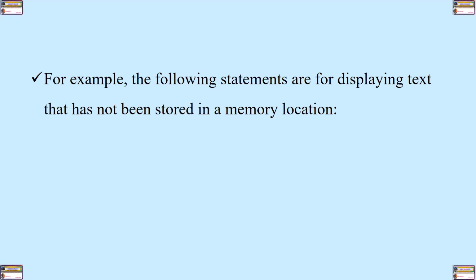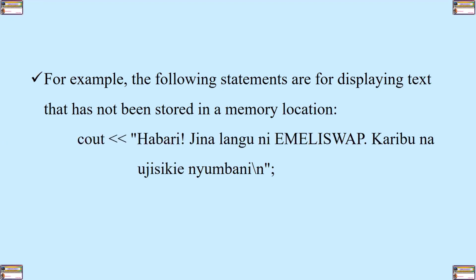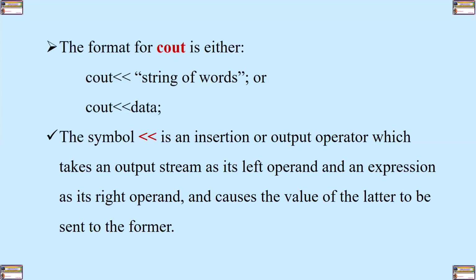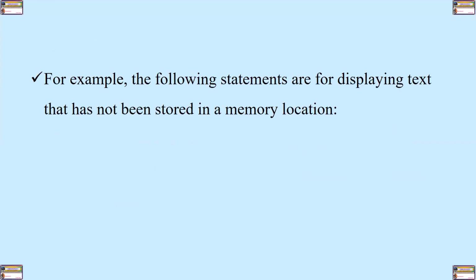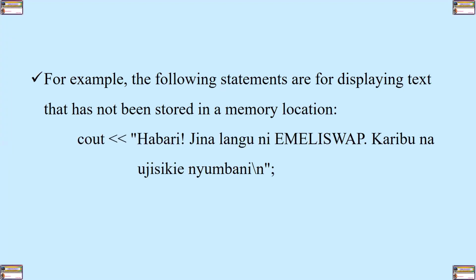For example, the following statements are for displaying text that has not been stored in a memory location. For example, cout. Remember, this operator, we are calling it the insertion operator. It inserts the message on the monitor for you to be able to read. So we have cout followed by the insertion operator, and then double quotes. You write your message there.